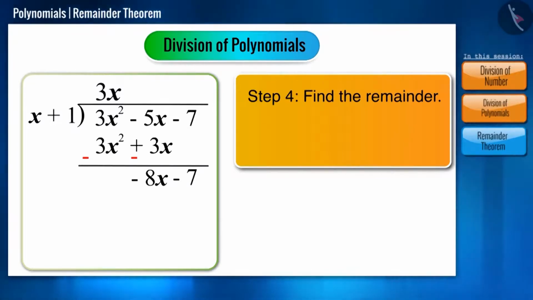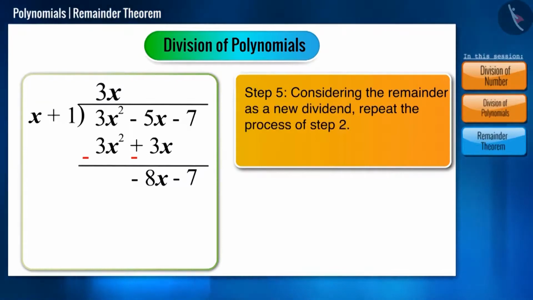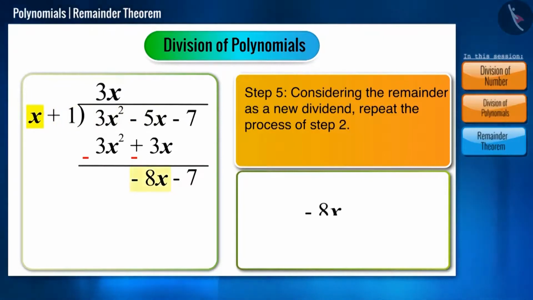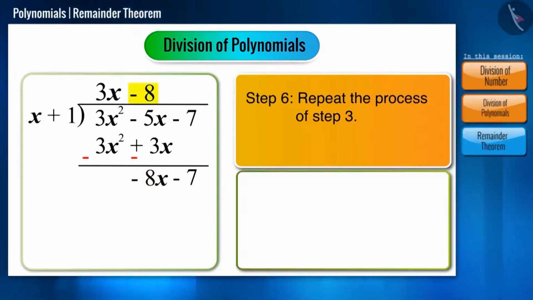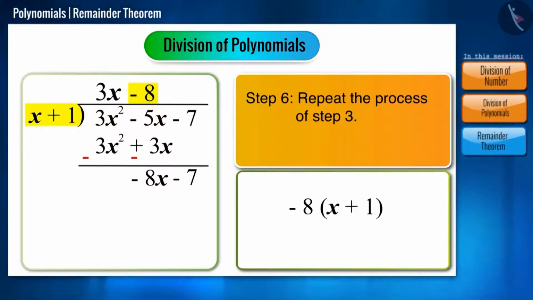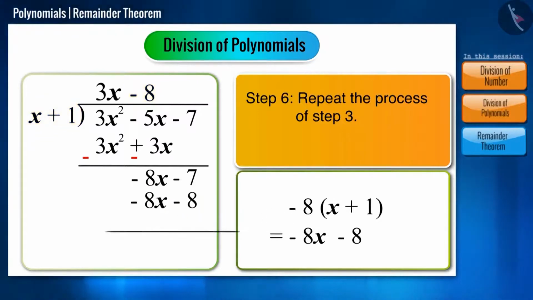Bring the remaining terms of the dividend down just like we do for numbers. Friends, can you tell what will be our next step? We will now focus on x and minus 8x. Friends, sometimes we don't pay attention to signs. Do not forget to pay attention to signs. Now let's see what we will get when we divide minus 8x by x. The number that we get is minus 8. Let's write minus 8 in the quotient place, and if we multiply it with all the terms of the divisor, we get minus 8x minus 8. When we subtract it, we are left with remainder 1.